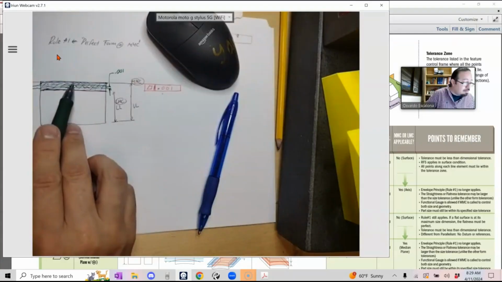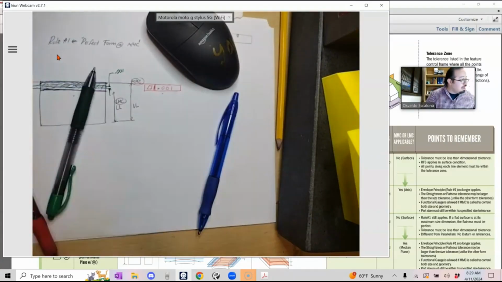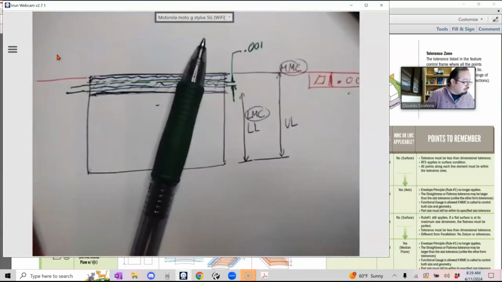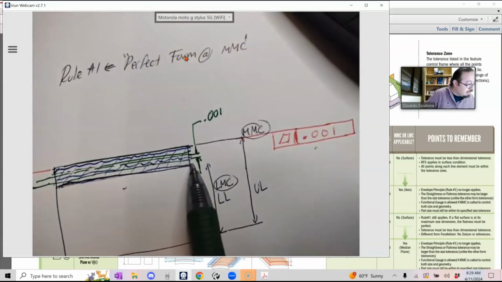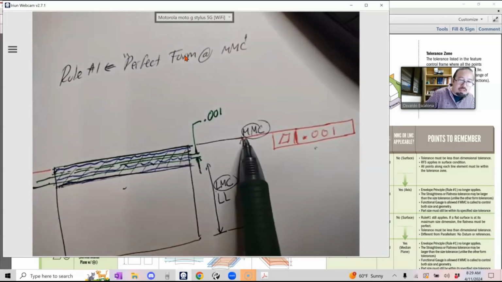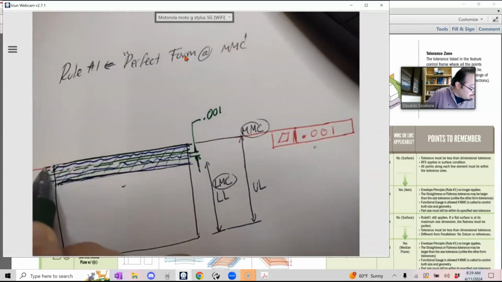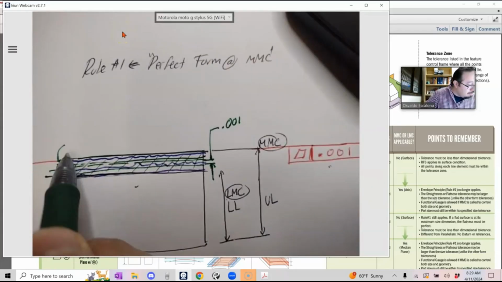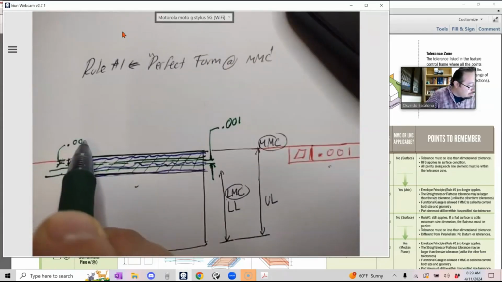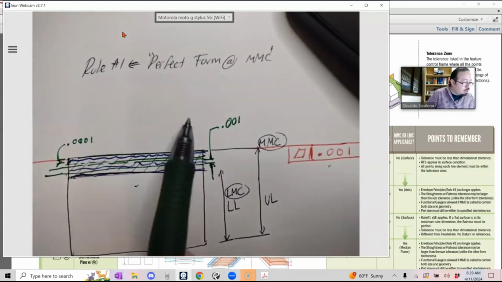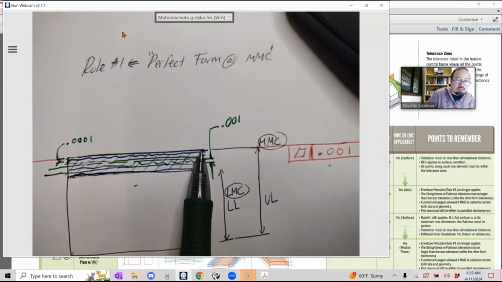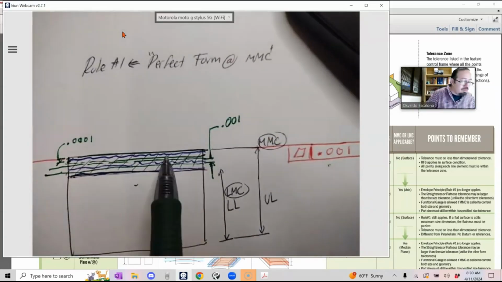But now let's say the part that I came right here on the top cannot have 0.01 anymore, because it cannot surpass the maximum material condition. Based on this condition, maybe I can have only 0.001, because I'm really close to the maximum material condition. Once I get really close to it, my limit of size restrains me from having more form variation.